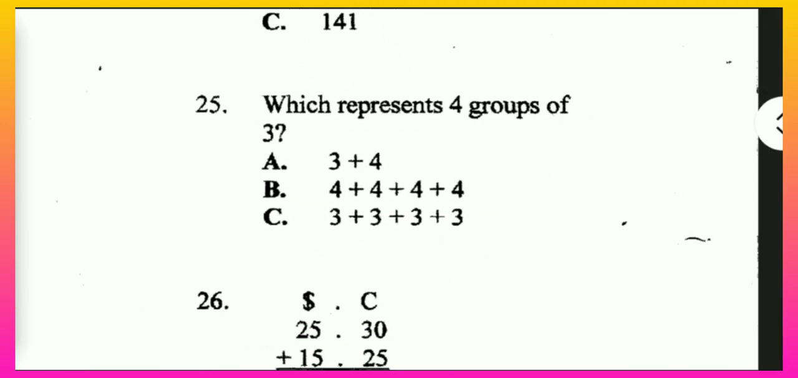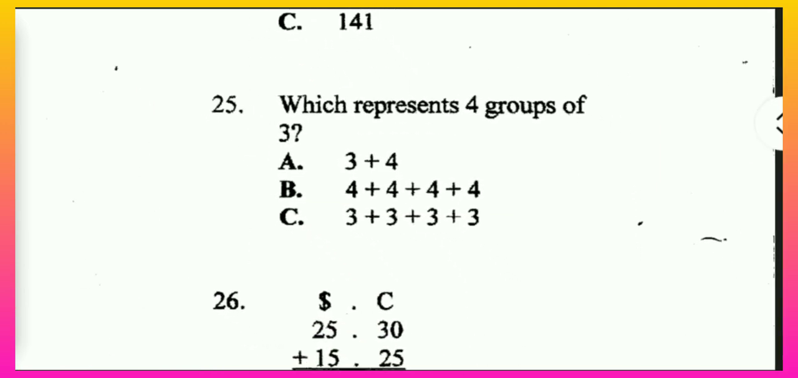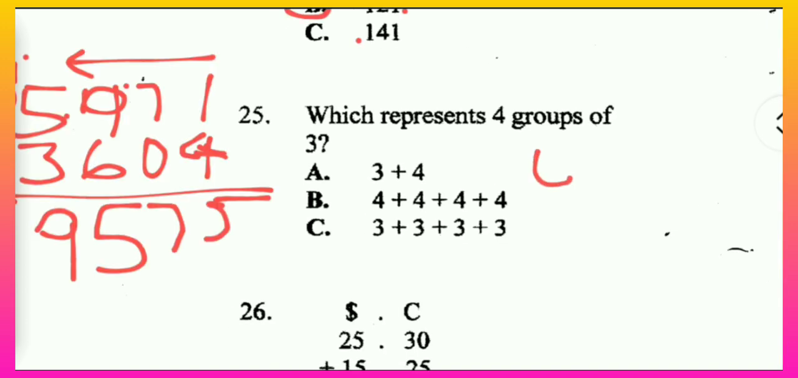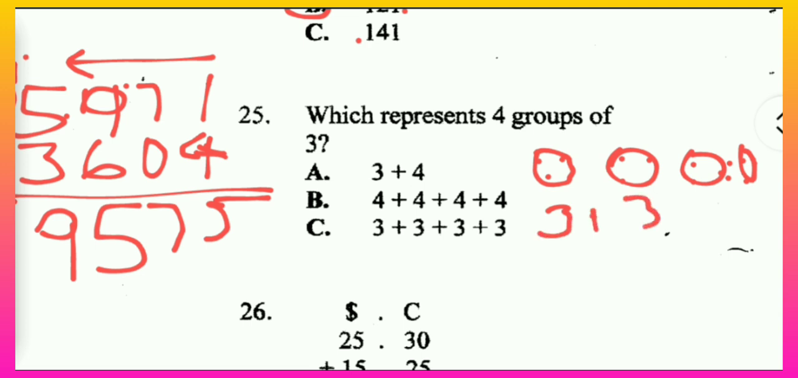Moving on to 25, which represents 4 groups of 3s. So you're going to have 4 groups, 1, 2, 3, 4. So anyone down here have 4 groups with 3, 1, 2, 3, 1, 2, 3, 1, 2, 3, 1, 2, 3. Alright, and you put your 3 dots. So it's like saying 3 plus 3 plus 3 plus 3. Alright, so 1, 2, 3, 4, which is at C.